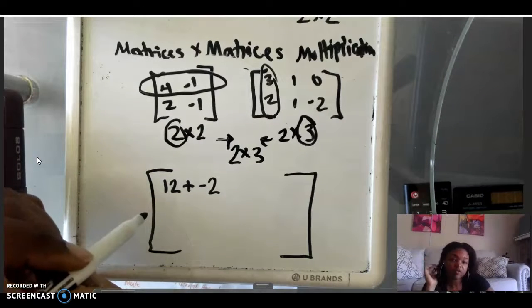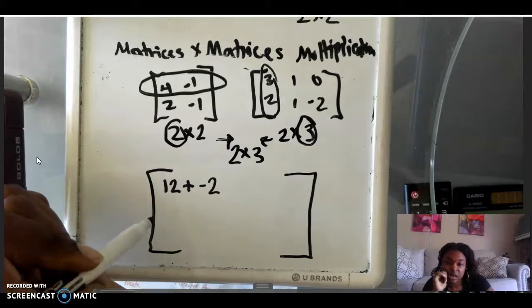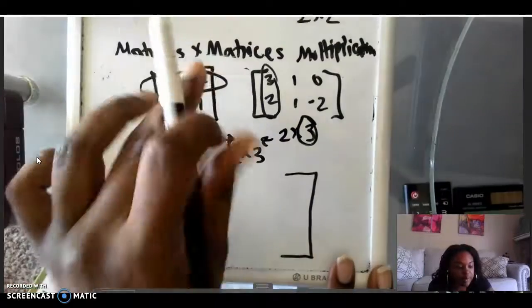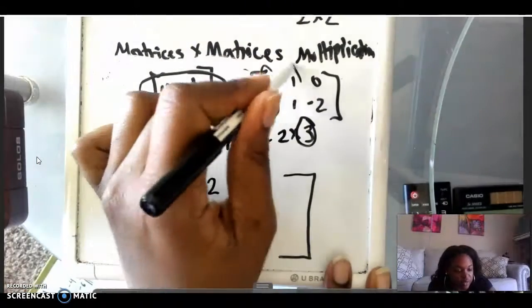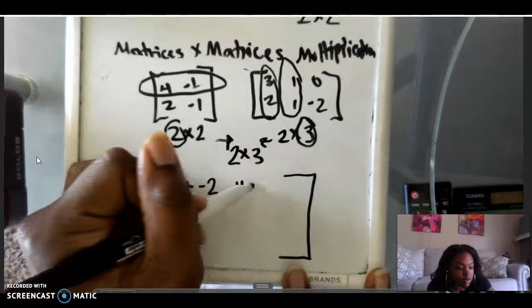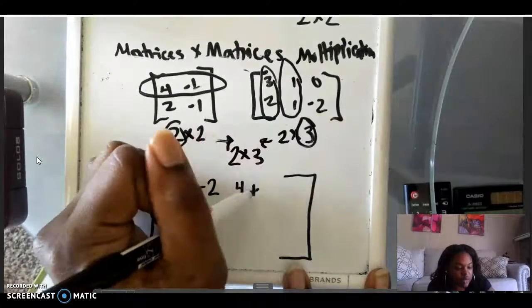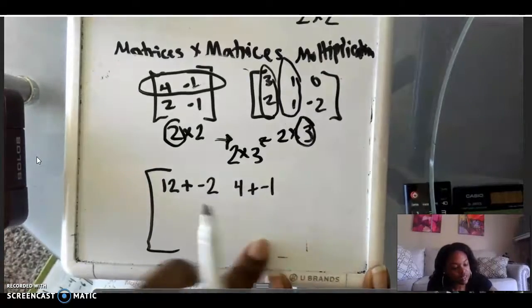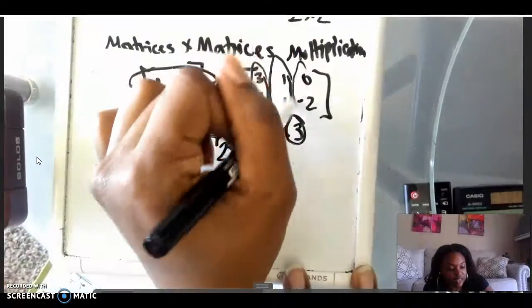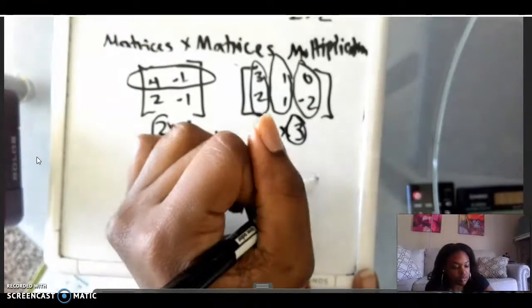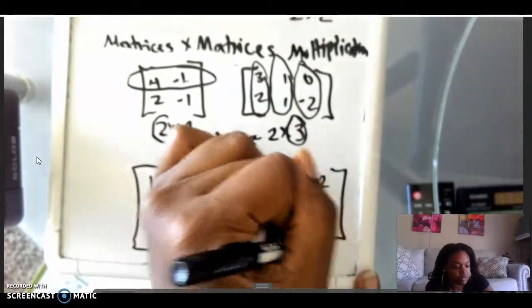So this is going to be our first entry in our new matrix that we're forming. Okay, so I'm not going to change my row. I'm going to keep this the same, but I'm going to move on to the next column. So 4 times 1 is 4, plus -1 times +1 is -1. I'm going to need a little more space. And then lastly, 4 times 0 is 0, -1 times -2 is +2, plus 2.